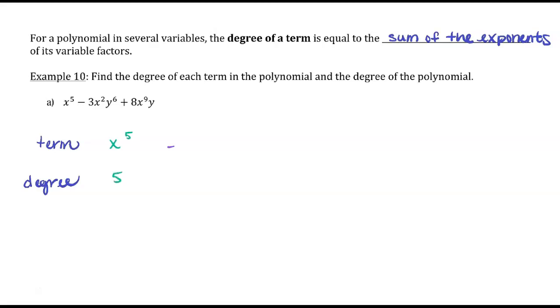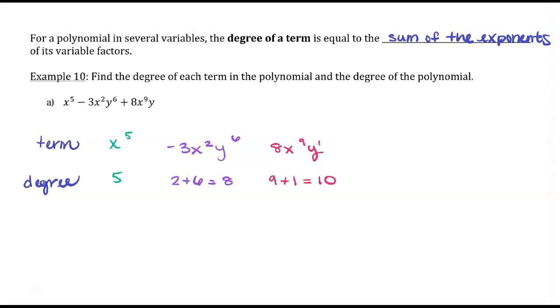Our next term is -3 times x squared times y to the 6th. This term has two variables, so the degree of this term is the sum of the two exponents. That means that the degree is 2 plus 6, or 8. Our third term is positive 8x to the 9th times y. Notice that this is y raised to the exponent of 1. The degree of this term is the sum of the exponents of the variable factors. So the degree is 9 plus 1.